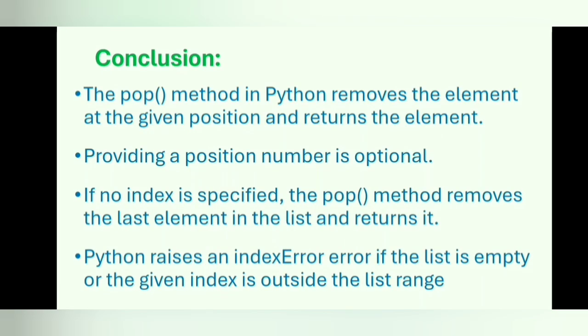The pop method in Python removes the element at the given position and returns the element. Providing a position number is optional. If no index is specified, the pop method removes the last element in the list and returns it. Python raises an IndexError if the list is empty or the given index is outside the list range.